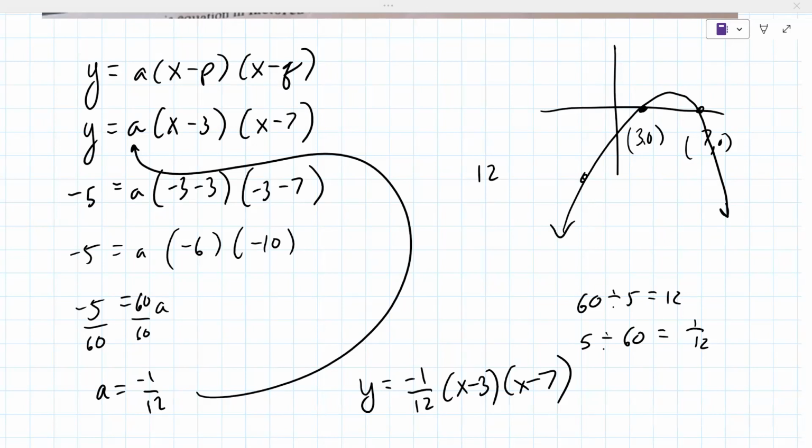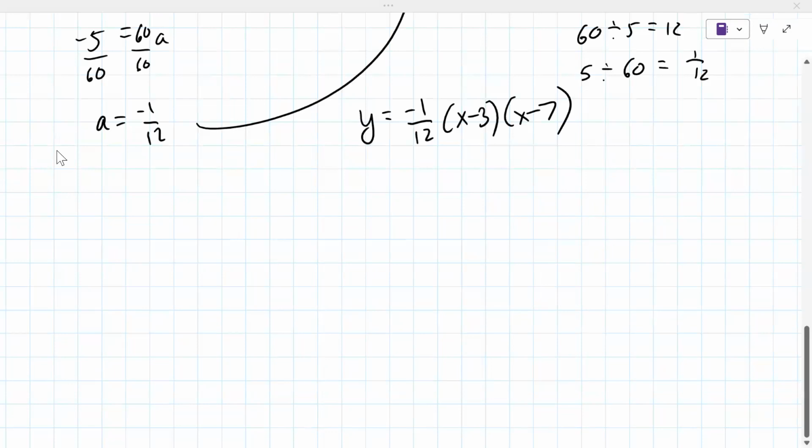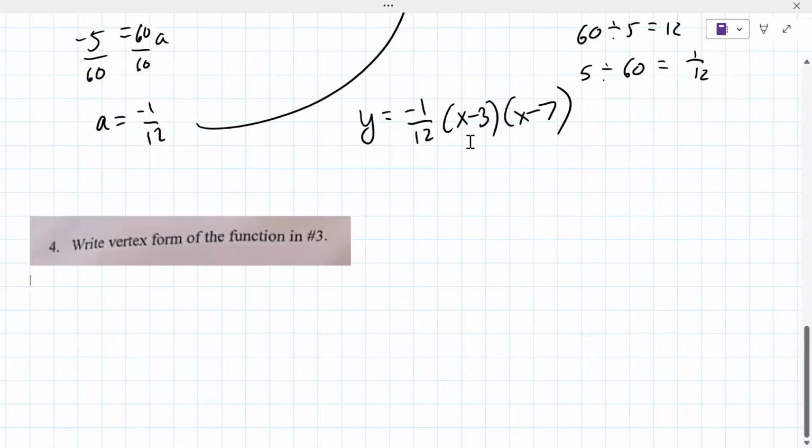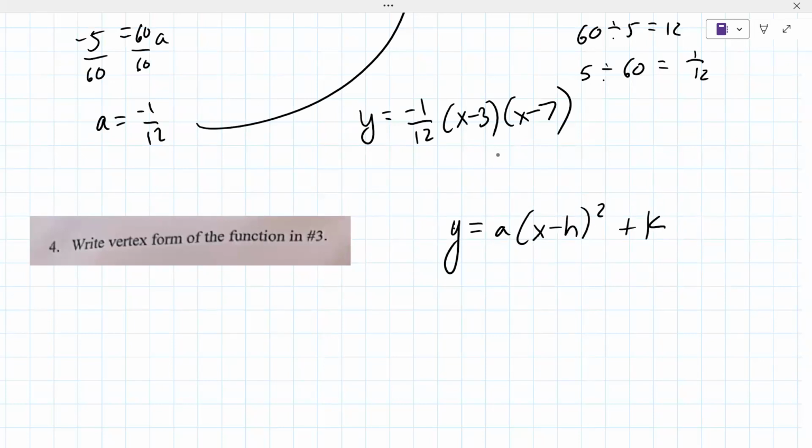All right. So this is a pretty tough problem because you're basically in completely the wrong form here. The vertex form is a times x minus h squared plus k. The only thing that it shares from the form we just wrote, the factored form, is the a. The a is the minus 1 over 12. The a is shared, but we don't know the vertex of this.